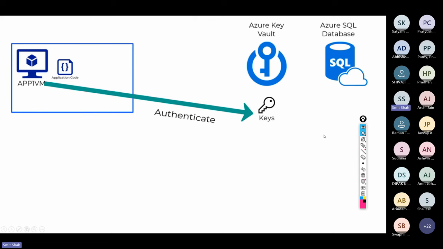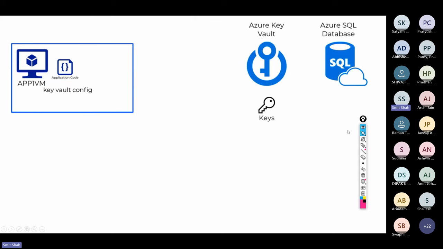So that means some configuration of Key Vault I will have to mention in my coding file. So again, there is a big danger. If anybody has access to my coding file, they will be able to see the configuration of Key Vault. If they see the configuration, they will be able to go inside Key Vault. If they are able to go inside Key Vault, they will be able to see the key stored inside it. And if they are able to see the key, then using that key, they can get access to our end resource over here. So again, not a foolproof way.